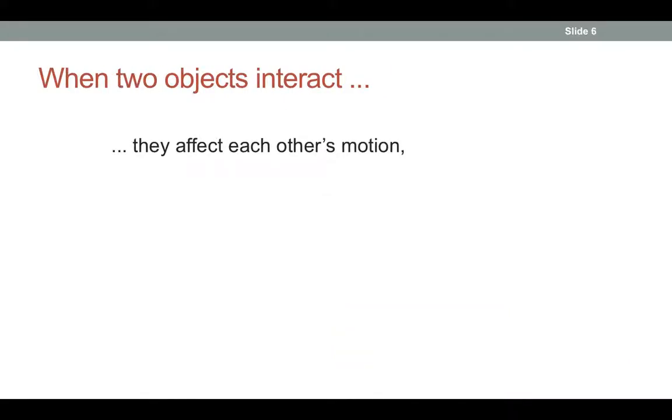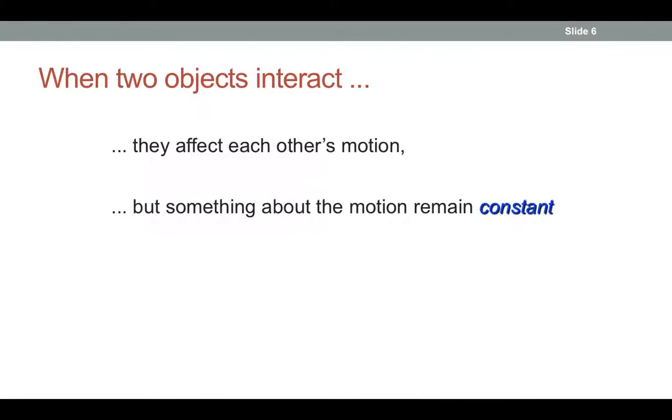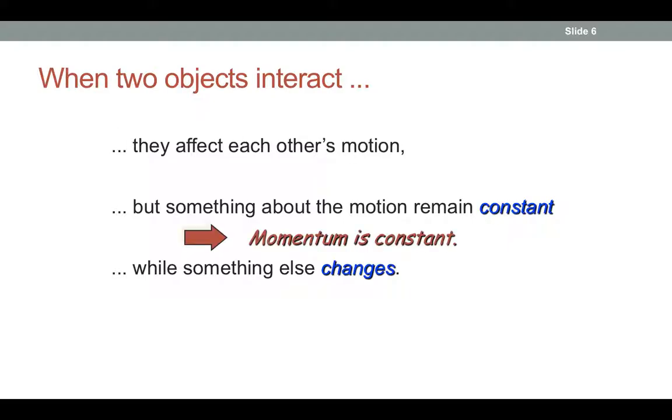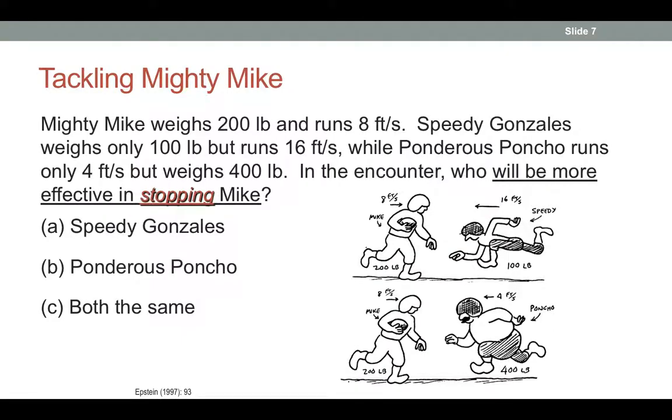And this is because when two objects interact, they do in fact change each other's state of motion. But something about the overall motion remains the same, while something else about the overall motion changes. What stays the same will be the amount of momentum. That will rigorously stay exactly the same. What will change or allow changes to happen will be energy, because energy will change form from kinetic to potential, for example. So let's consider an example.